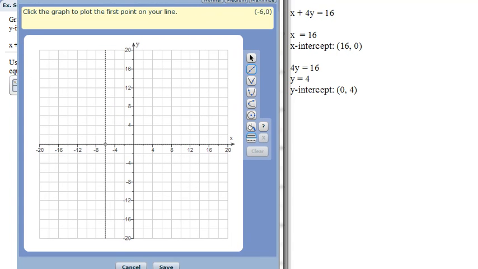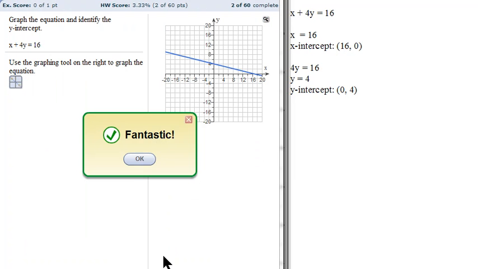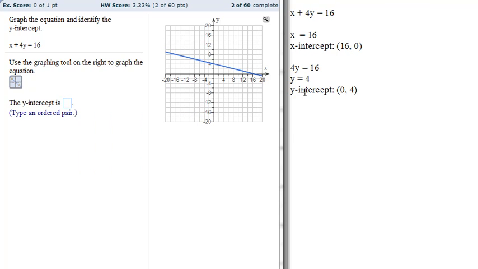Now when I go to graph these 2 points, let's blow this up so we can see better. I can go right 16: 4, 8, 12, 16. This is 16, 0, that point right there. Now, to get to the y-intercept, I can start back at the origin and go up 4. This is 0, 4, since I went over 0 to get to this point. Let me check my answer. Tells me I'm right.